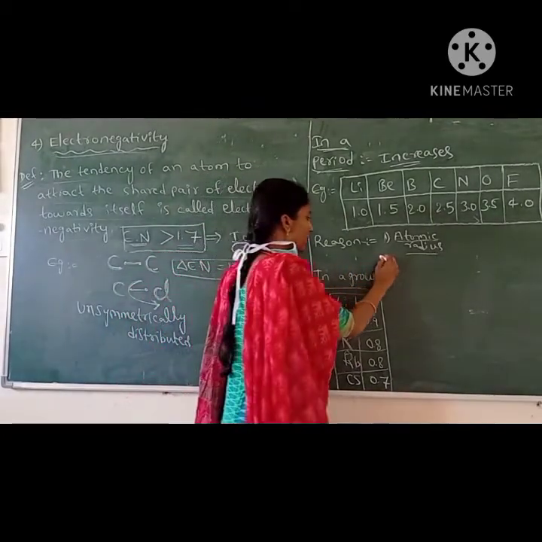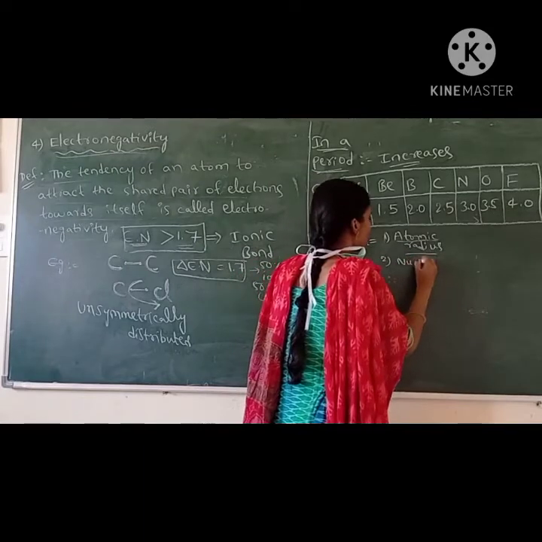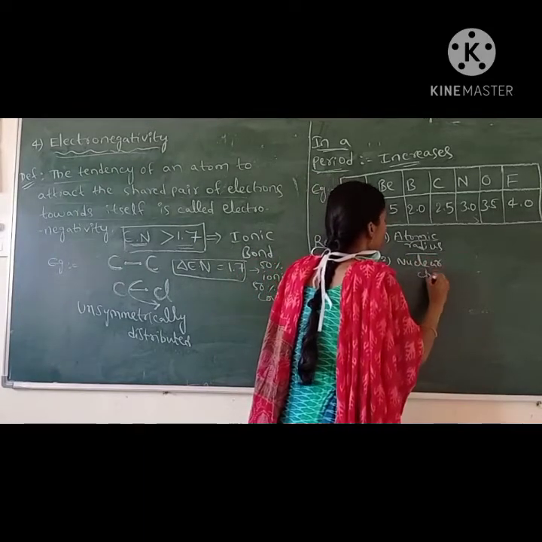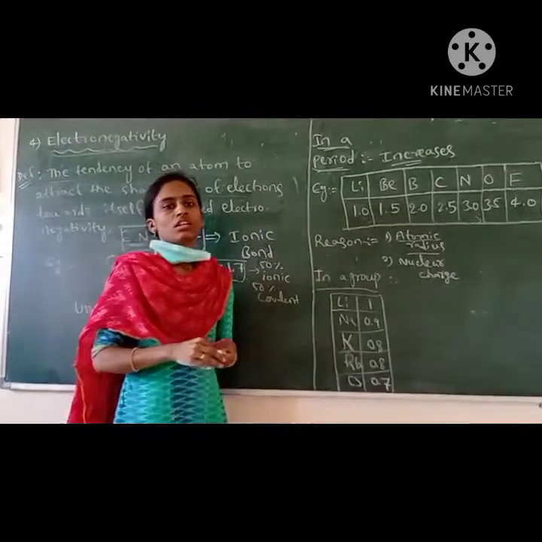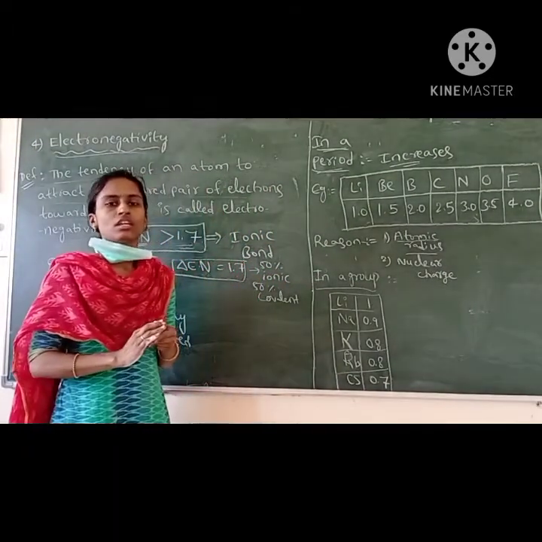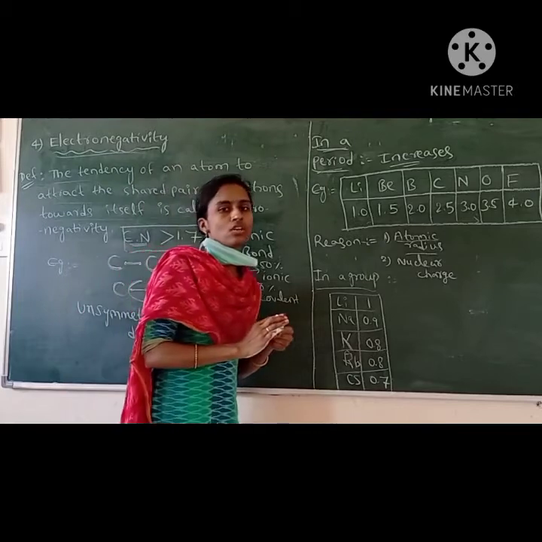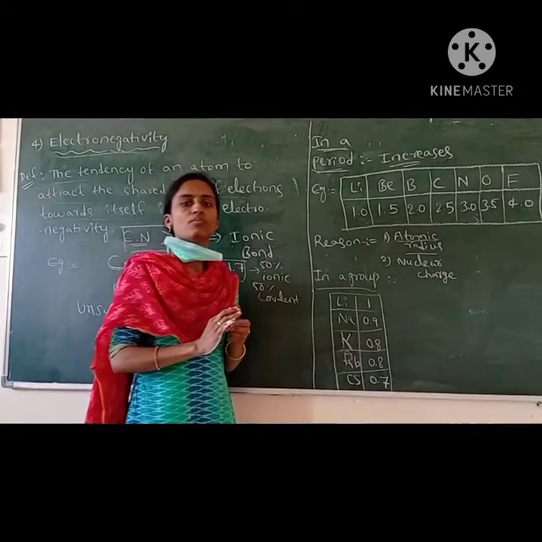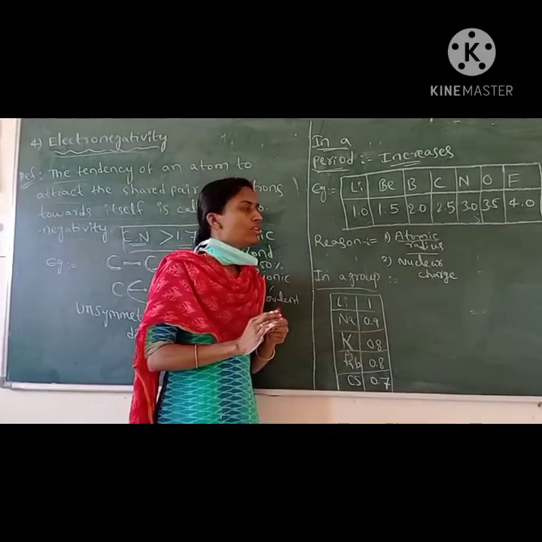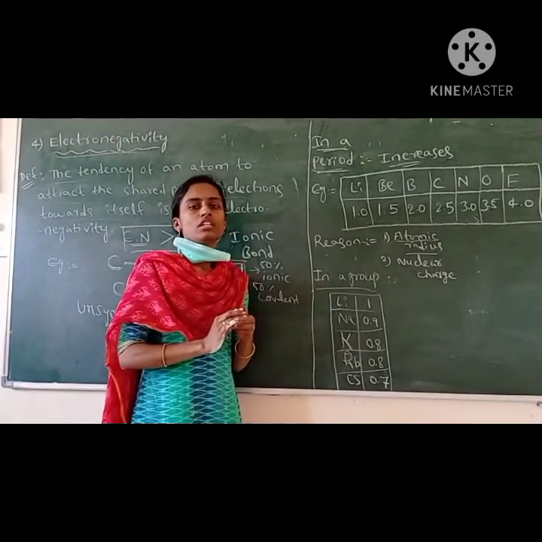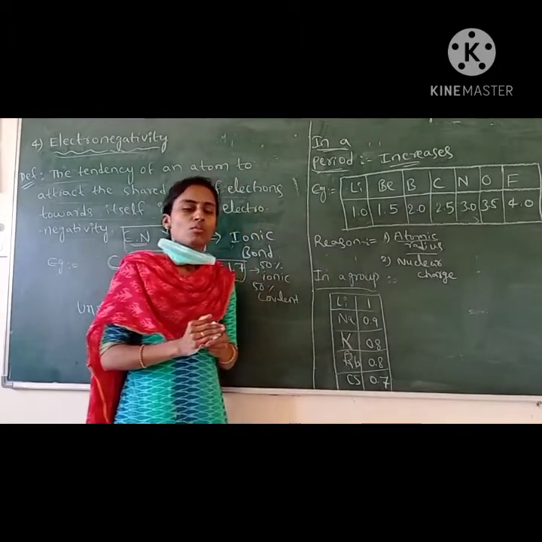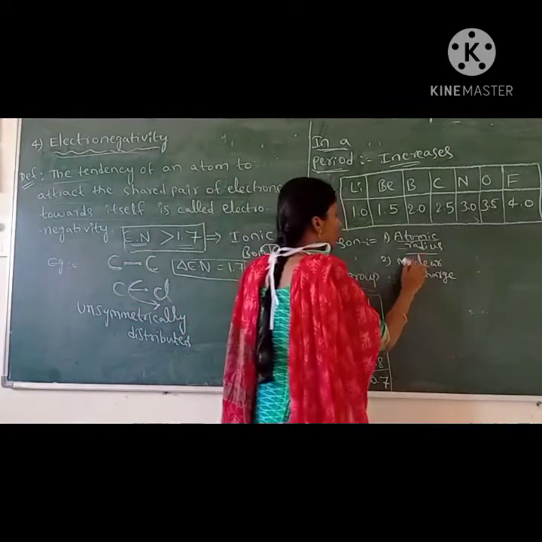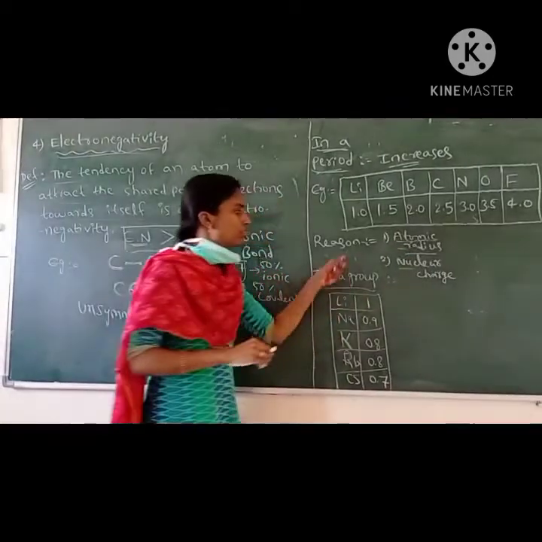The second reason is nuclear charge. As size decreases, nuclear charge increases. If nuclear charge increases, it attracts the electron cloud towards itself more. So electronegativity increases when it is bonded to the other atom. It attracts the electron pair more. So this is one of the reasons.